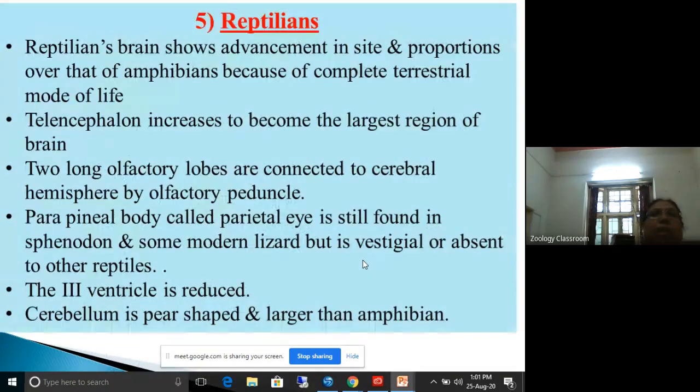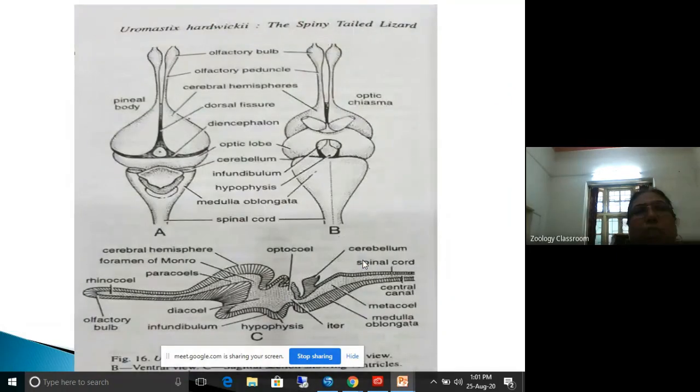Next are the reptilians, for example the lizard. In the diagram, this is the brain of a lizard. The upper part, the forebrain, consists of the olfactory lobe, the cerebral hemisphere and the diencephalon. Then the midbrain has the optic lobes, and the hindbrain consists of the cerebellum and medulla oblongata.